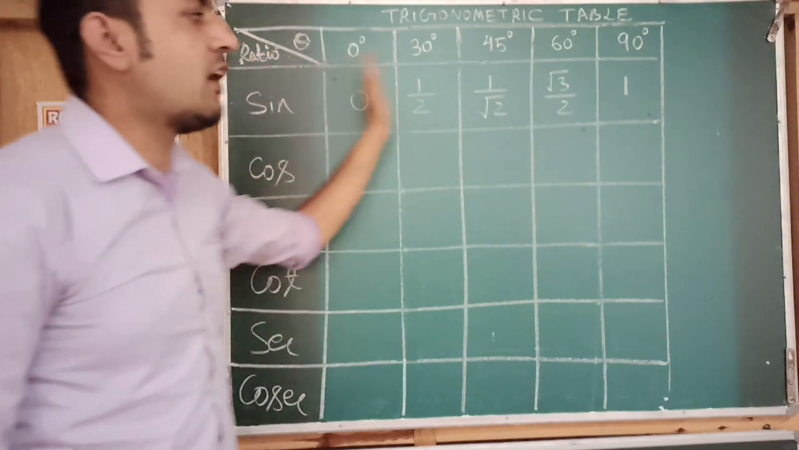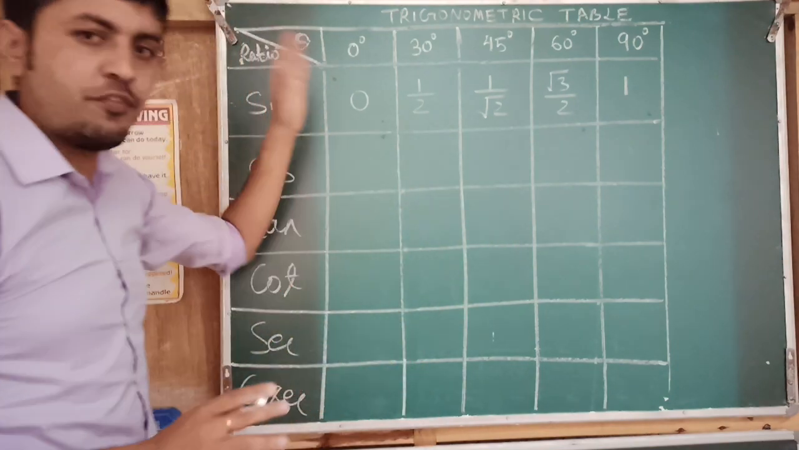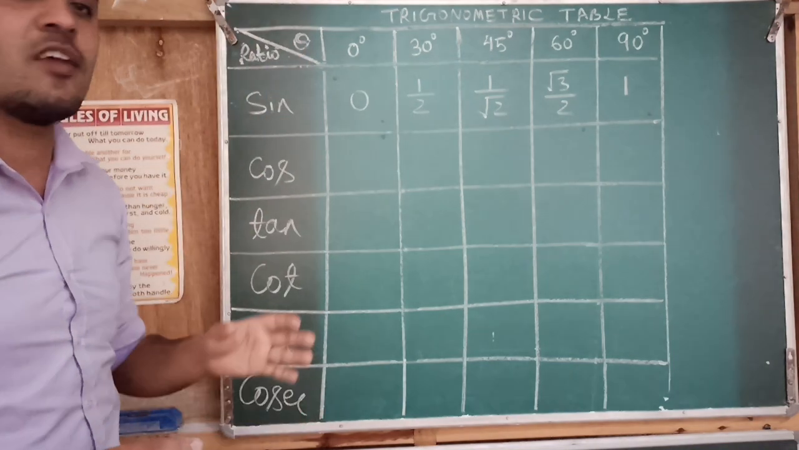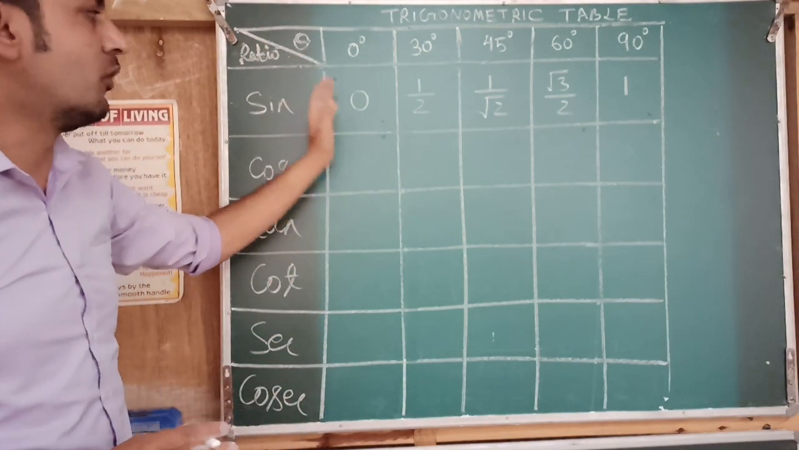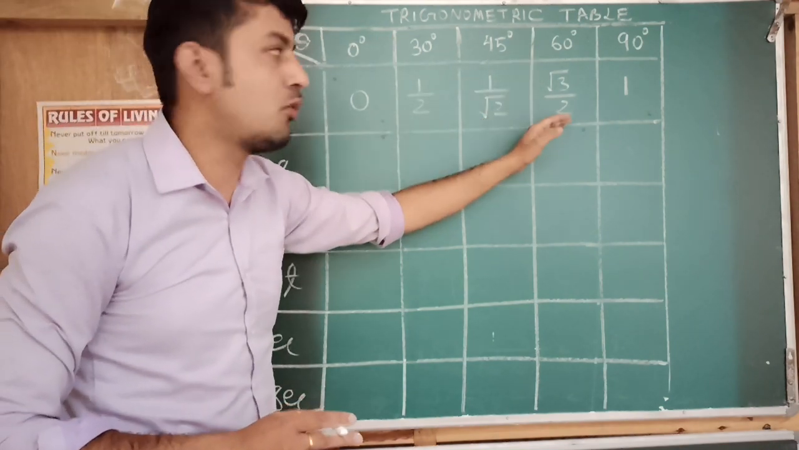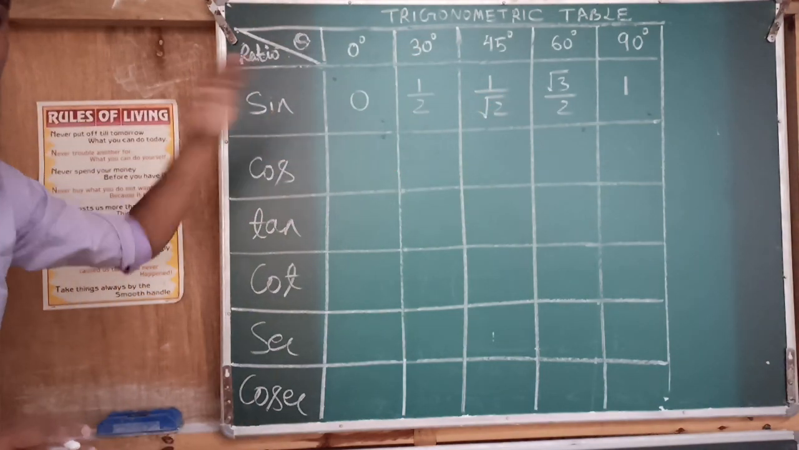Once you remember the first row, the entire rows and columns can be filled up by using your first row. So just remember these values: 0, 1 by 2, 1 by root 2, root 3 by 2, 1. Once you remember the first row, now how to write down your second row?